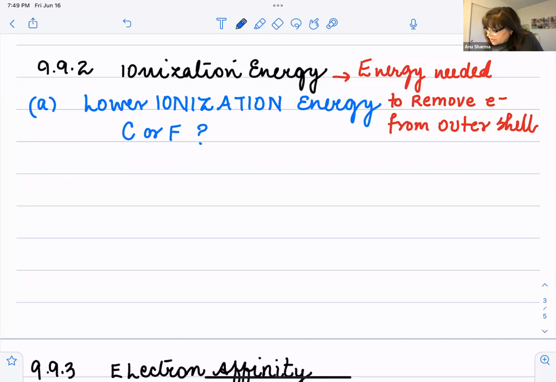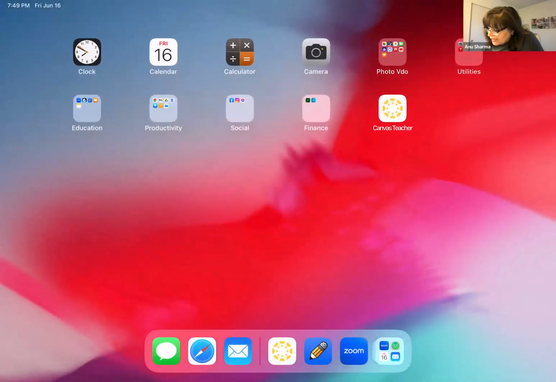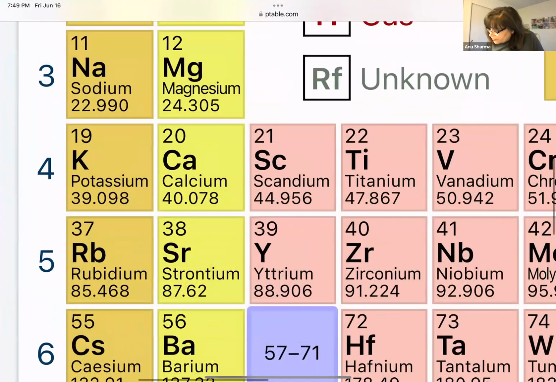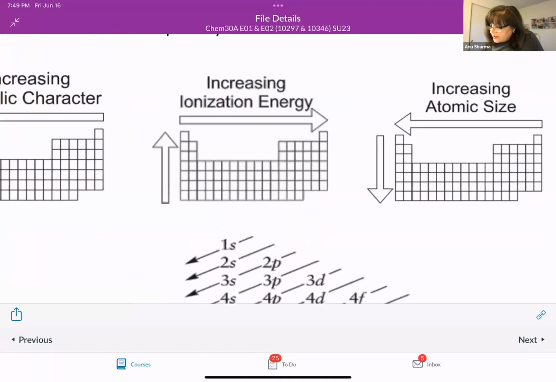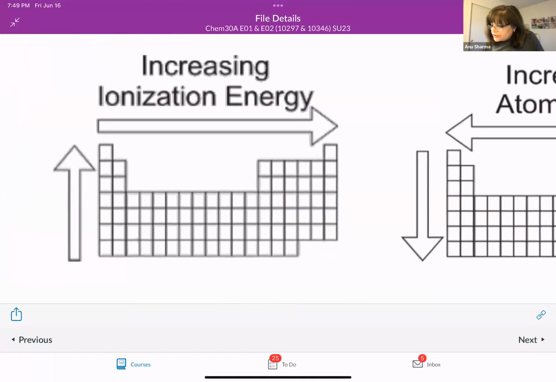So once again, there is a trend. So keep this in mind that the electrons have the ionization energy. So this is the trend.